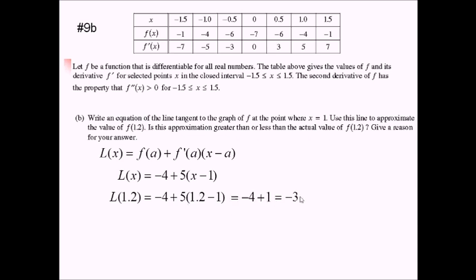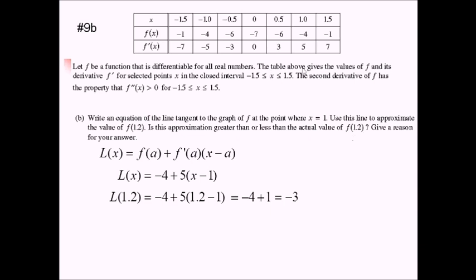All right, next part of the question. Is this approximation, negative 3, greater than or less than the actual value of f of 1.2? In order to figure this out, we need to know the concavity of the curve on the interval that we're doing this tangent line approximation. Specifically, is our curve concave up or concave down on the interval between a, which is 1, and x, which is 1.2?